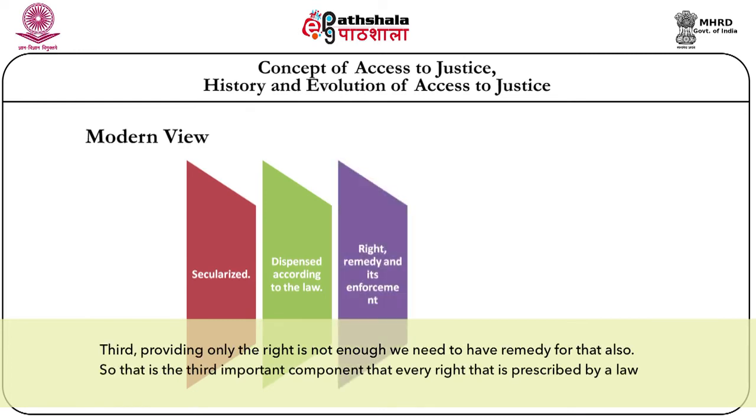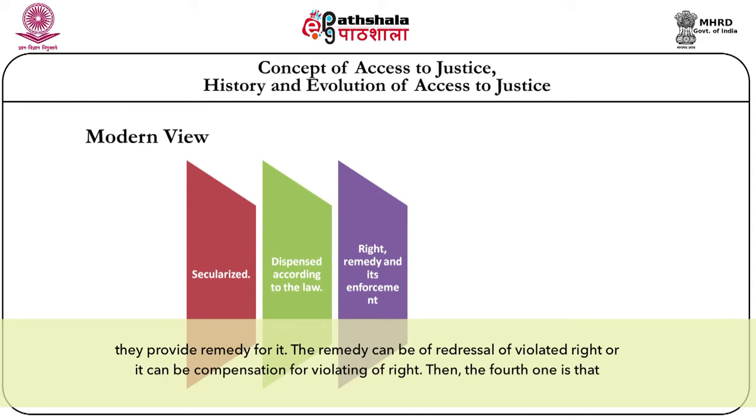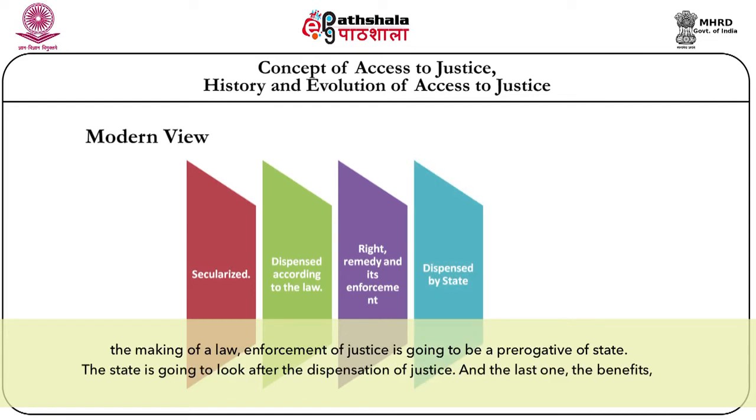Third, providing only the right is not enough, we need to have a remedy for that also. So, that is the third important component, that every right that is prescribed by a law, they provide remedy for it. The remedy can be of redressal of violated right, or it can be compensation for violating of a right. Then the fourth one is that the making of a law, enforcement of justice is going to be a prerogative of the state. The state is going to look after dispensation of justice.